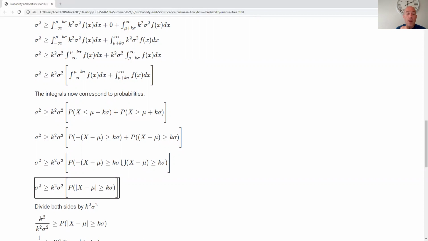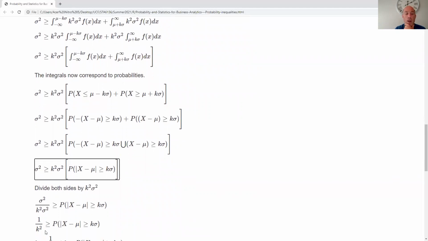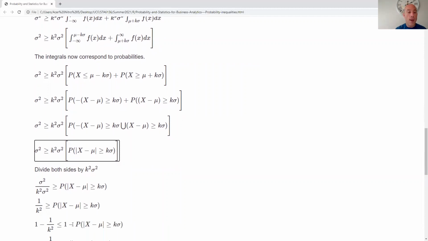Now I notice that I've got a fraction with sigma squared on top and bottom, so let's go ahead and simplify that fraction. Now I notice that I've got a probability greater than k sigma. So I want to use the fact that events add up to 1 in a probability space in a partition. I'm going to take 1 minus the thing on the left, 1 minus the probability on the right.